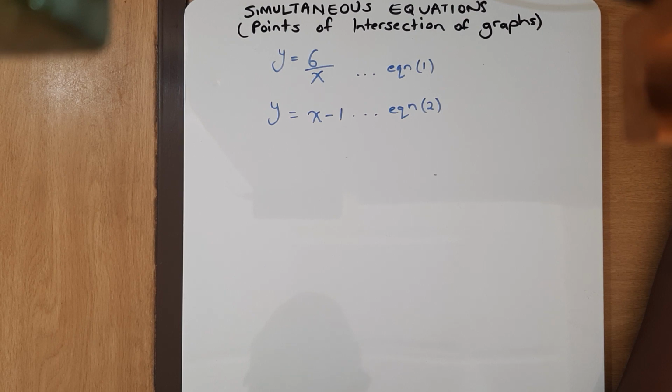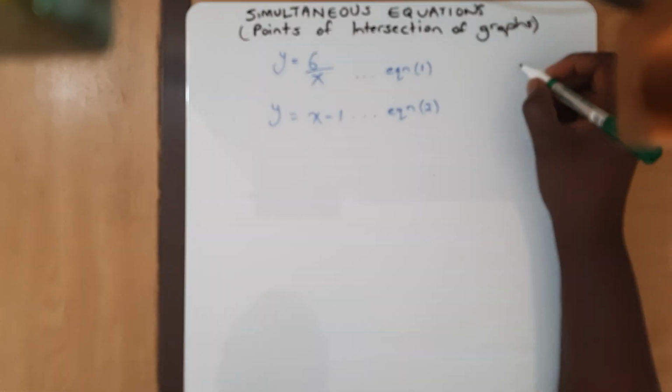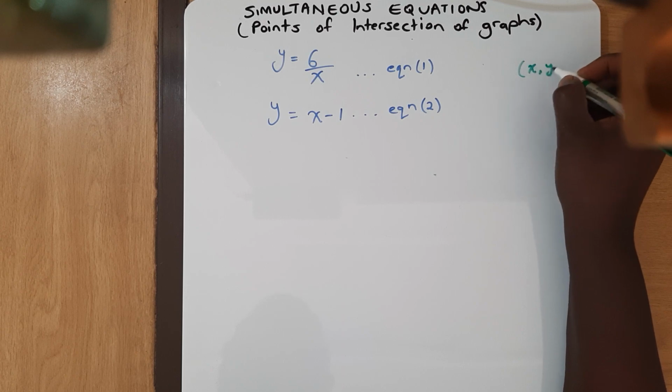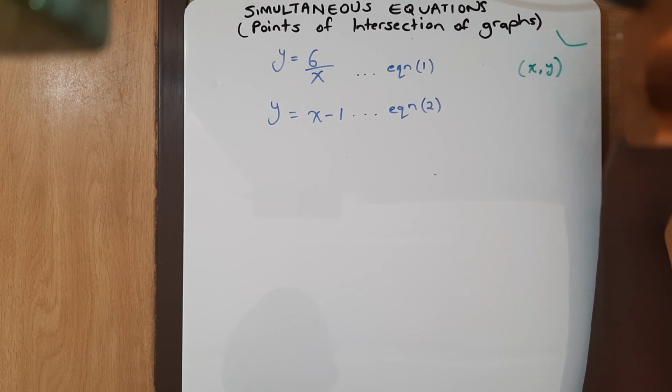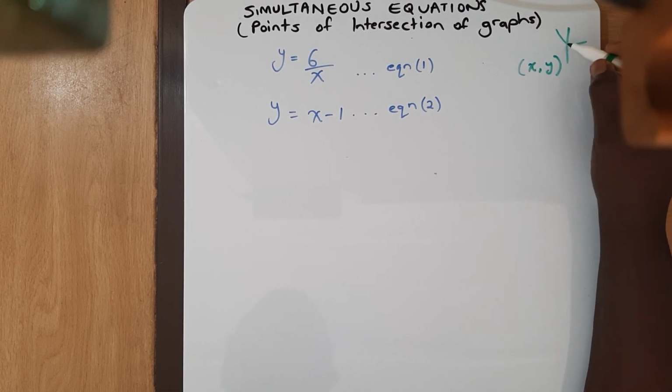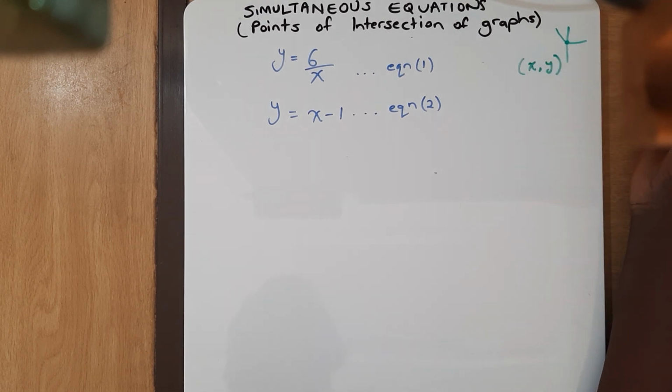So if we have two graphs and we want to find the points of intersection, that means where these two graphs cross each other, where they intersect. Okay? So the first thing we do is solve them simultaneously, get the value of x. Essentially, we will have a value of x and y, the coordinates, to show that this is a point. If this is one graph and this is one graph, this point where they meet is a coordinate x, y.